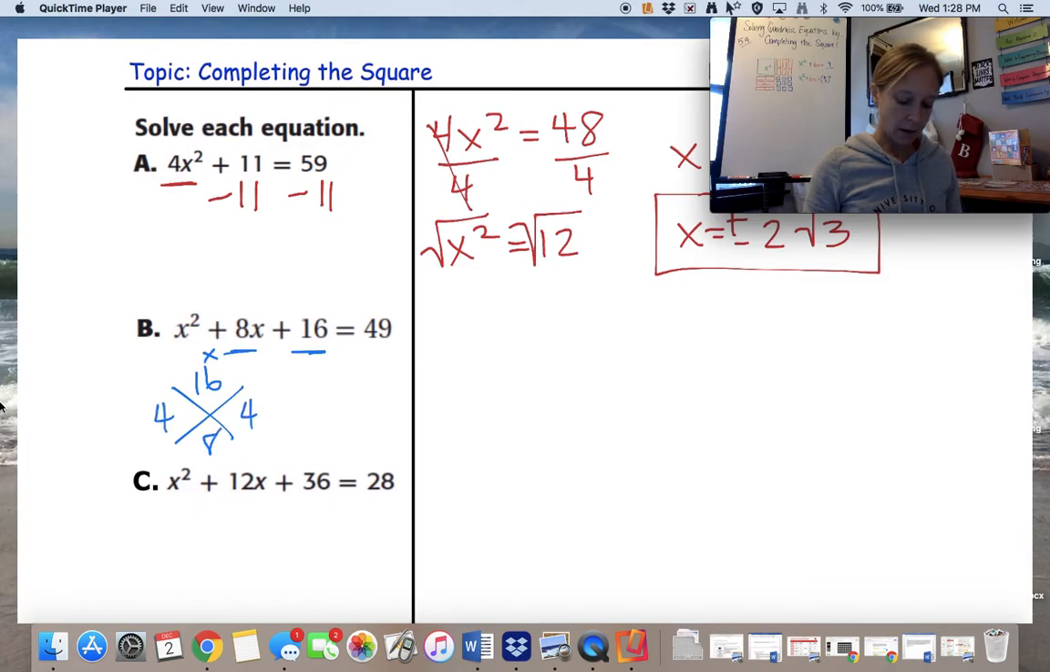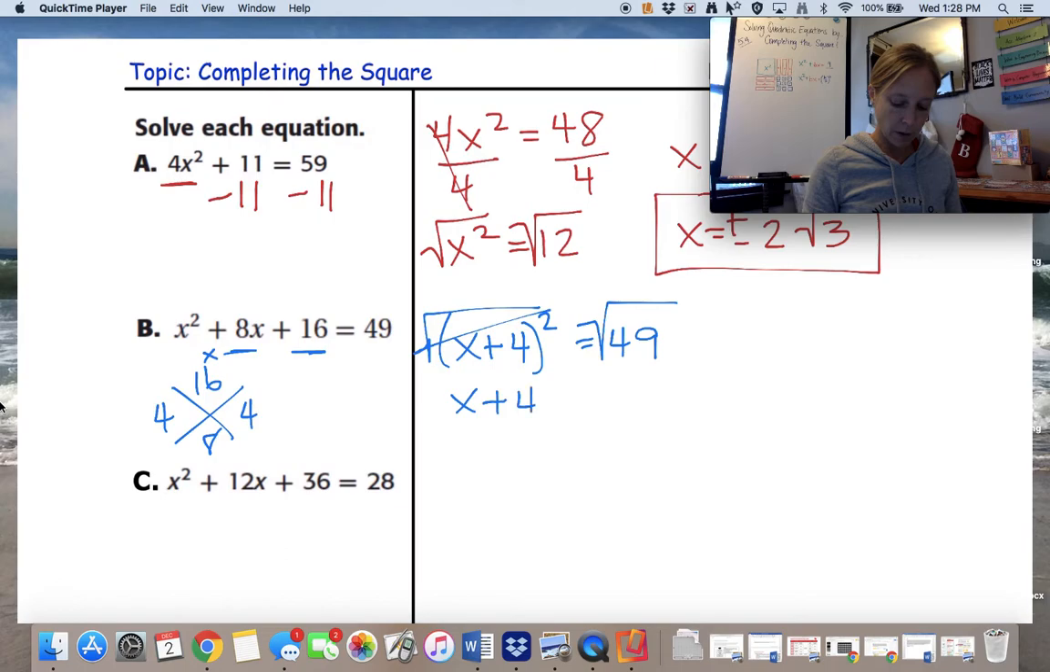So I can write this as a perfect square trinomial, in factored form, that equals 49. Now I can take the square root of both sides, and I'm left with x plus 4 equals plus or minus 7. Subtract 4 from each side. X equals negative 4 plus or minus 7.